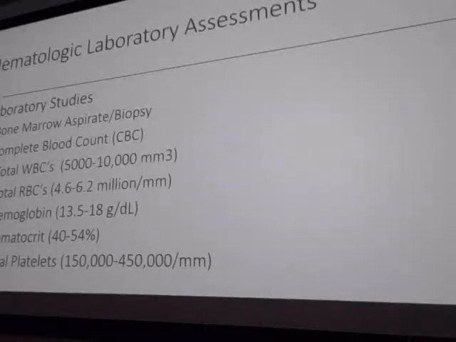Abnormally small red blood cells are usually caused by an iron deficiency.